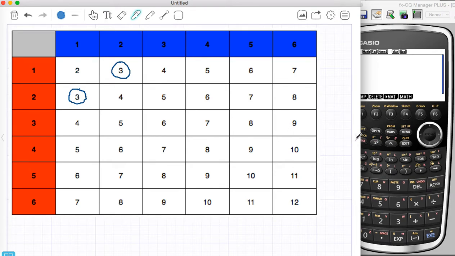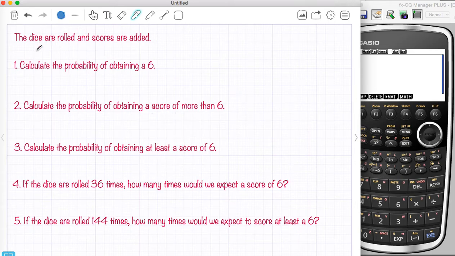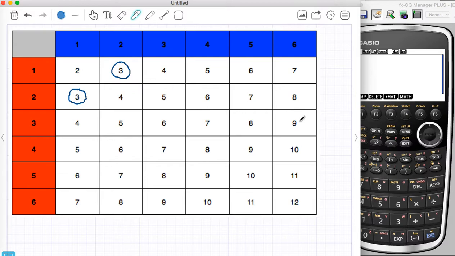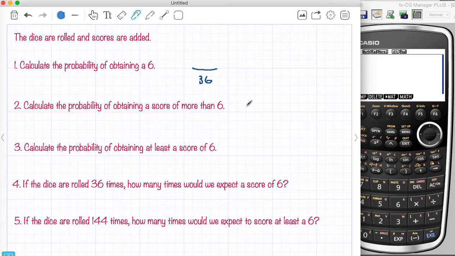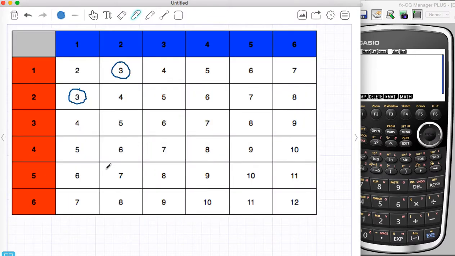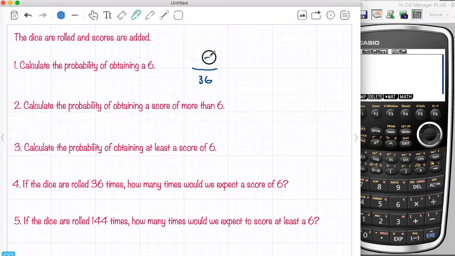Now I'm going to look at some probability questions associated with this. The dice are rolled and the scores are added. Calculate the probability of obtaining a 6. Before I start, I'm going to put 36 on the bottom of this fraction, because there are 36 different numbers to choose from, or it's out of 36. Here are my 36 choices. All I'm going to do is go around and find the probability of obtaining a 6, and it's so easy if we have a table. So here's a 6: 1, 2, 3, 4, 5. There are 5 different ways of making the 6.